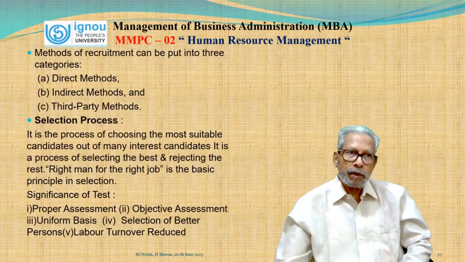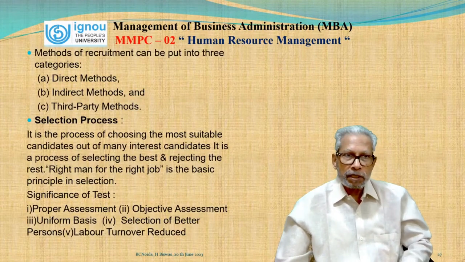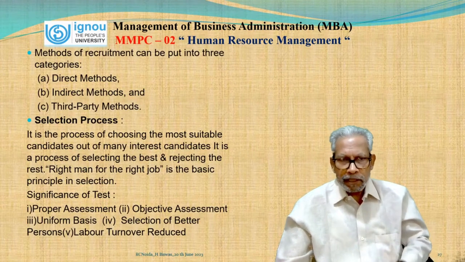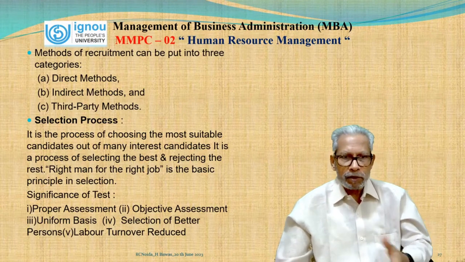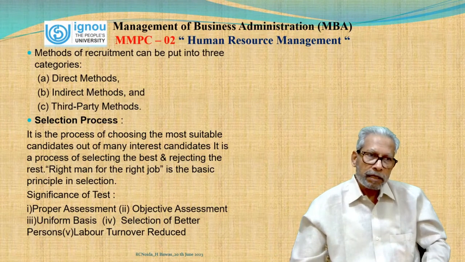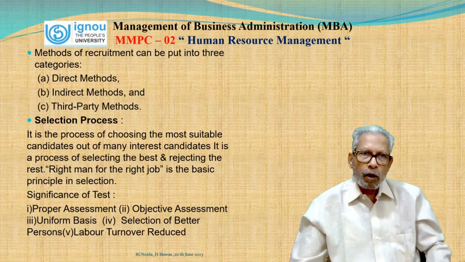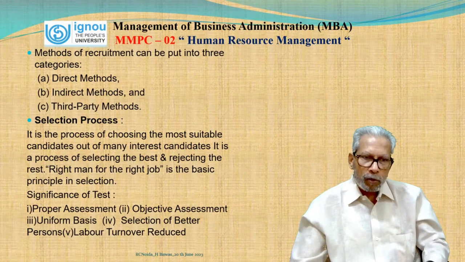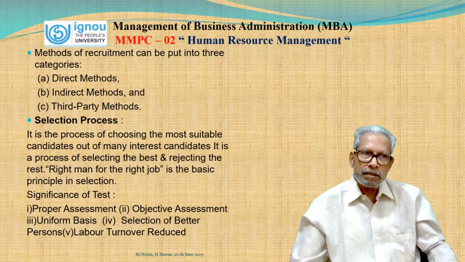Then methods of recruitment: what type of method of the recruitment process, the direct method, indirect method. The second part, you have to go through this. It's a very easy part because the block is already mentioned nicely. The only thing is you have to organize it in such a way, you have to write the particular points. Selection processes are there, proper assessment, objective assessment, uniform tests. So there are a lot of tests, significant tests also, for the selection process.